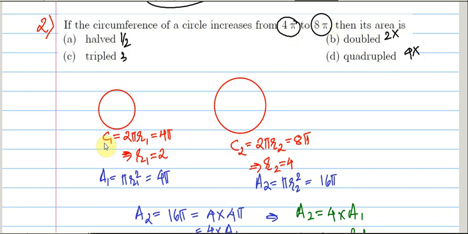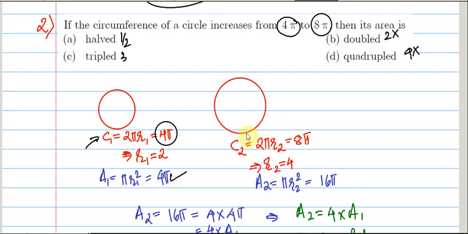So this is the explanation for this circle C1. Its circumference is 2 pi r1, which is given 4 pi. From this we can get radius is 2. Hence the area is 4 pi. You just need to put the value of r1 square, 4 pi.